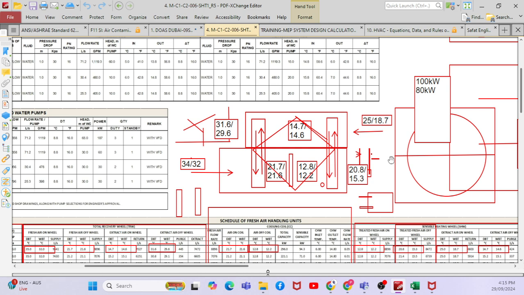So everyone clear, right? Any doubt? No, sir. You are clear how FAHU is calculated?